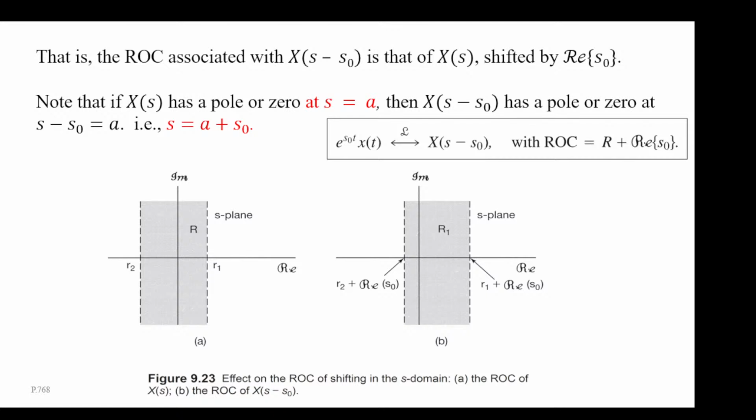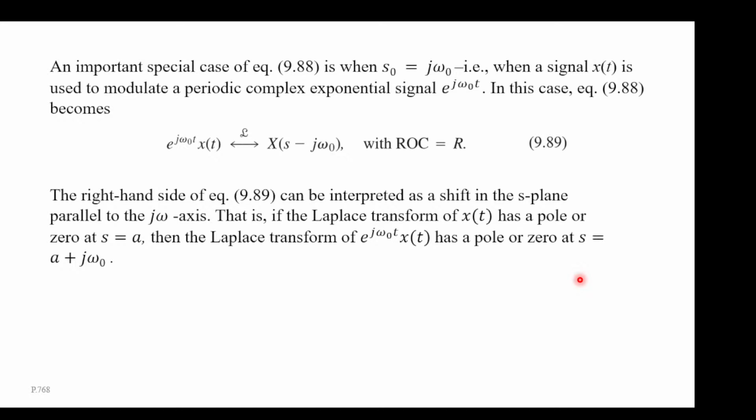So maybe let's try to draw some poles. Think about it: maybe it has a pole here, some pole at a, and the pole will get shifted to a plus s0 here. So the shift on the real part is by the real part of s0 here. And so that's the frequency shift, or the s domain shift. When you do an s domain shift, because you shift all the poles and zeros, you also need to shift your ROC by the real part of s0.